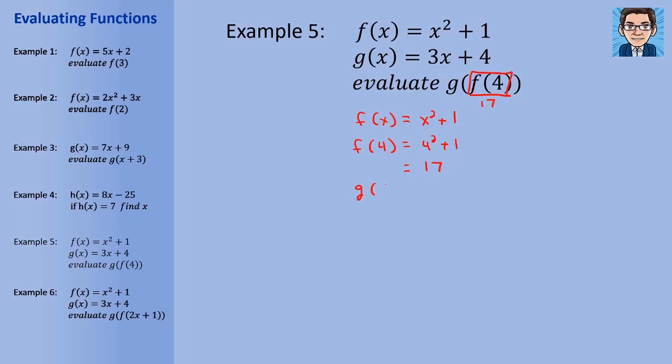So g of f of 4 is the same as g of 17, because we just figured out that f of 4 is 17. So g of 17, if we take g, which is 3 times x plus 4, is going to be 3 times 17 plus 4, or 51 plus 4, or 55. So our final answer for g of f of 4 is going to be 55.